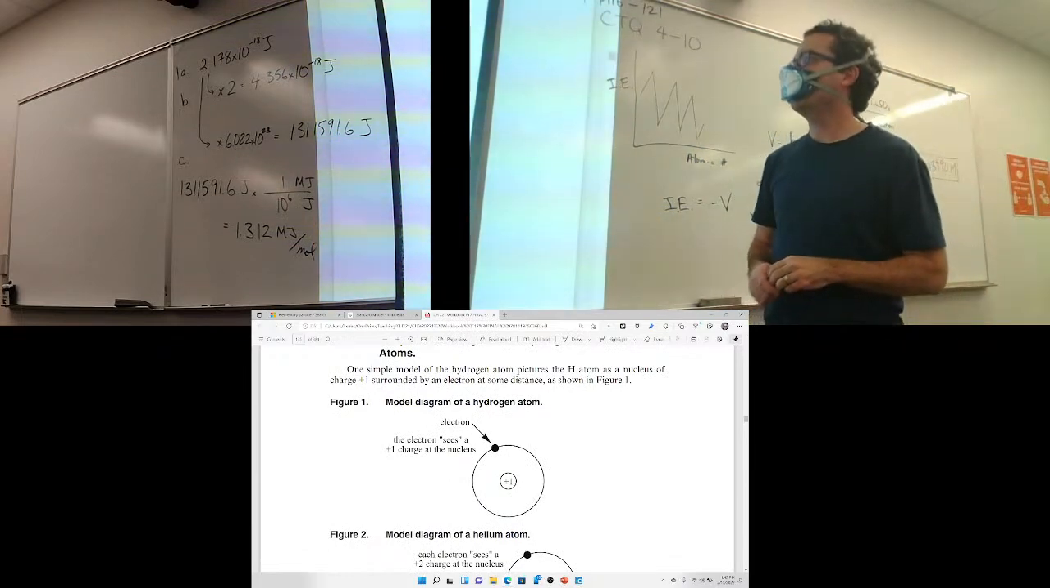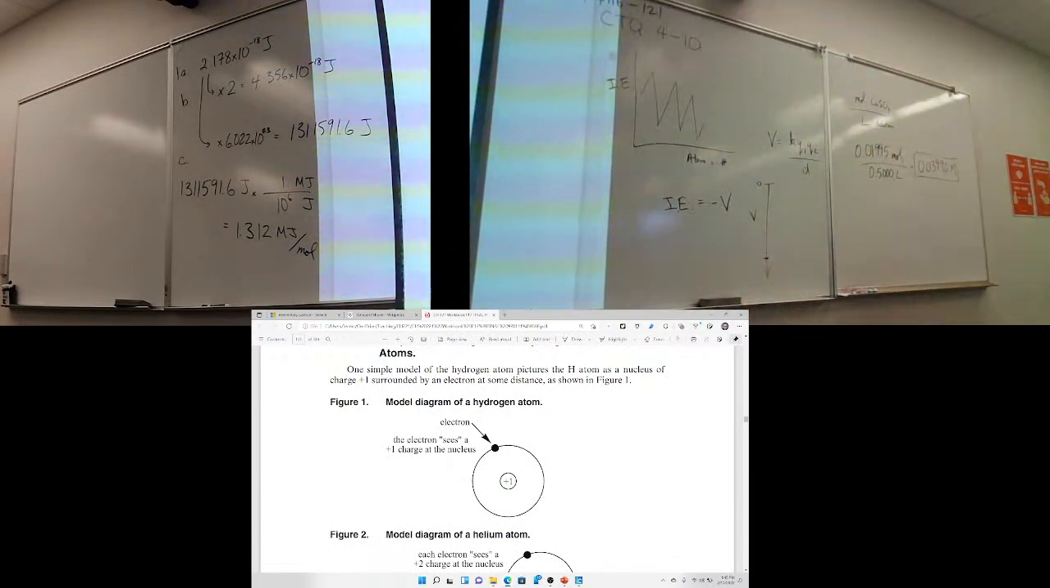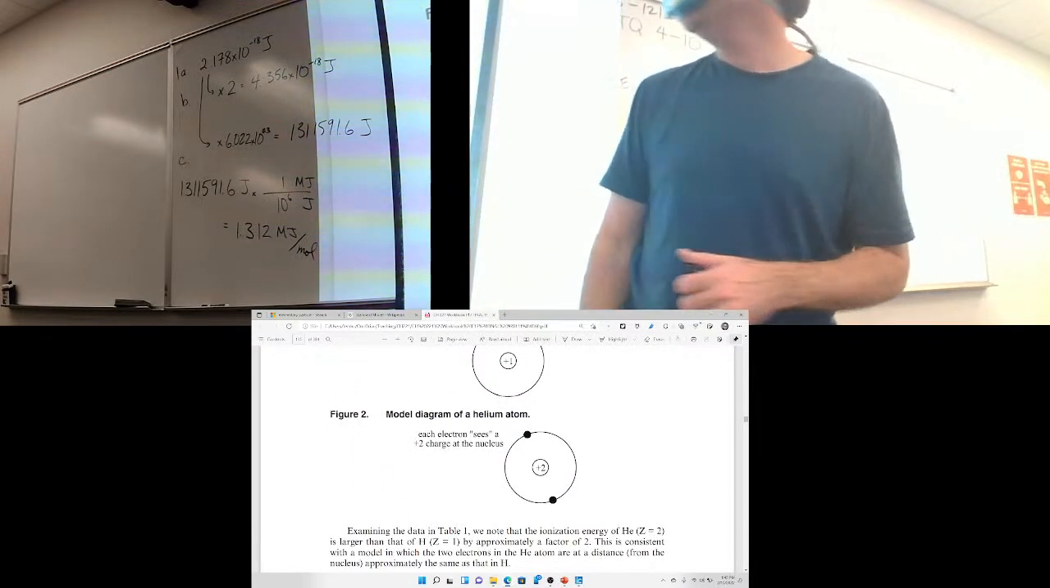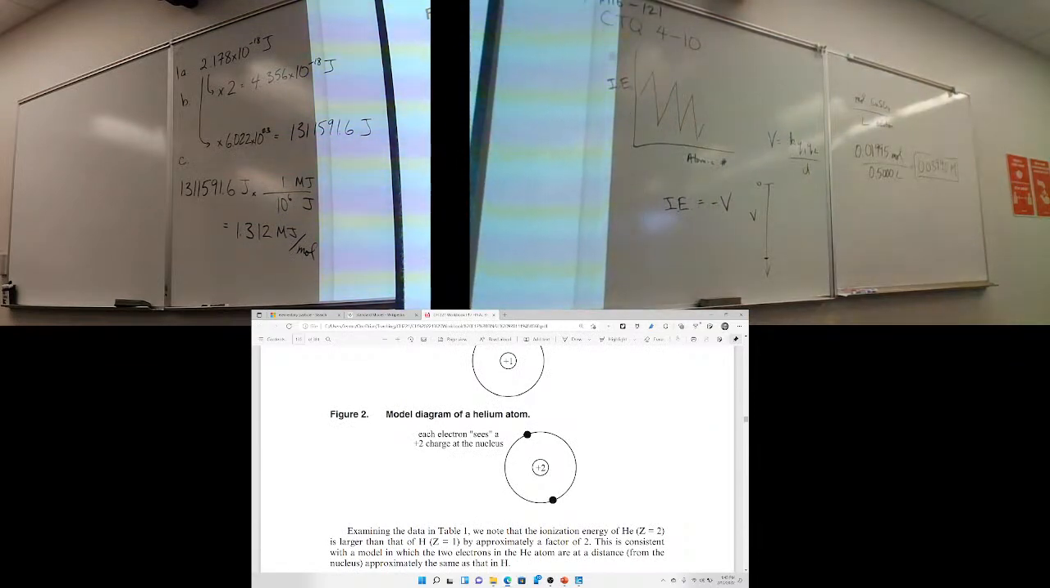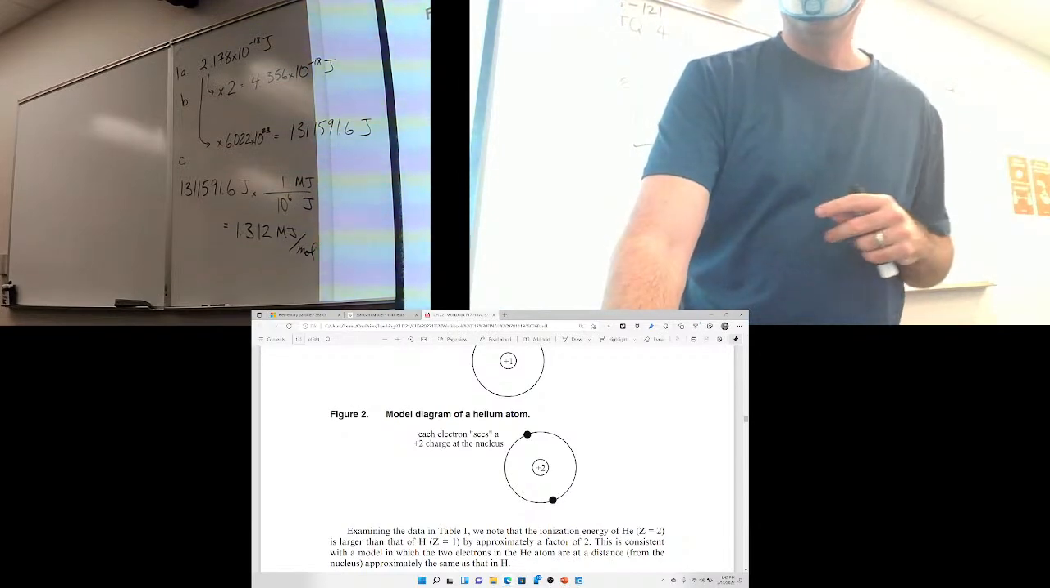So here's a shell model for hydrogen. We've got a nucleus with a +1 charge and then a single electron. And here's a shell model for helium. We've got a nucleus with a +2 charge and 2 electrons in that first shell.